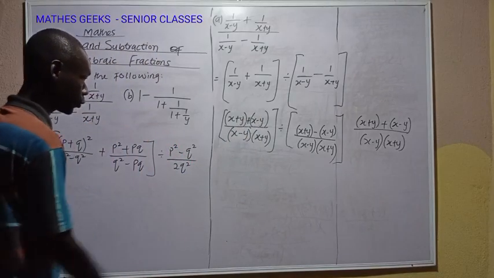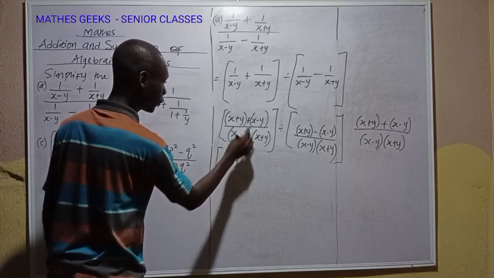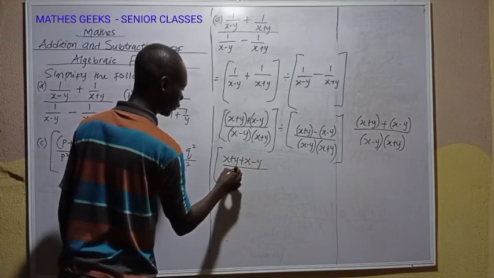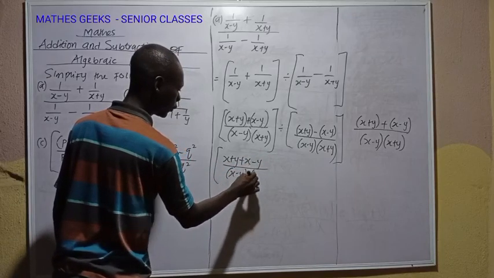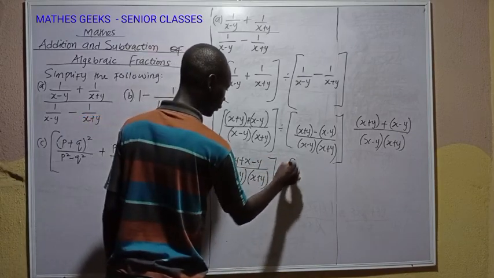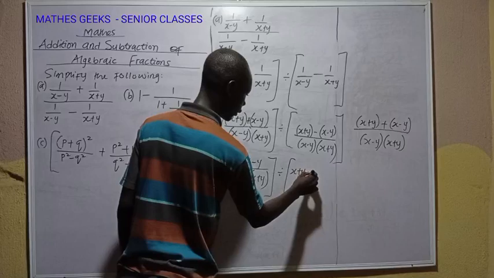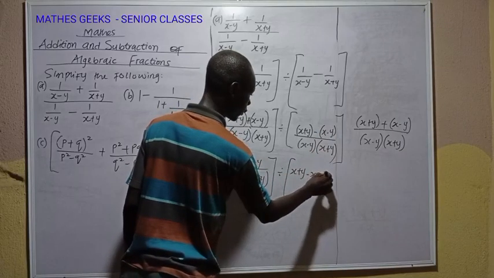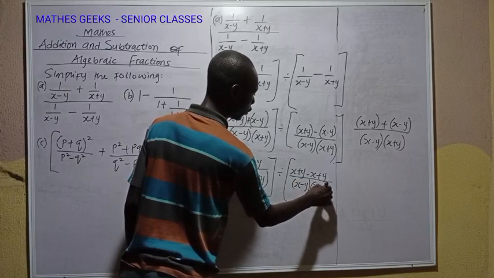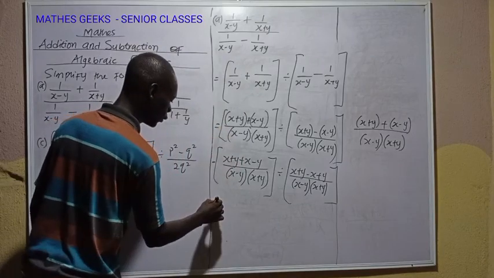Okay, so we're going to expand the bracket here. And here will be x plus y, plus times x will give us plus x, plus times minus y, over (x minus y) and (x plus y), divided by the same thing here: x plus y, minus times x is minus x, minus times minus y is plus y, over (x minus y) and (x plus y). Okay, so this is the question.